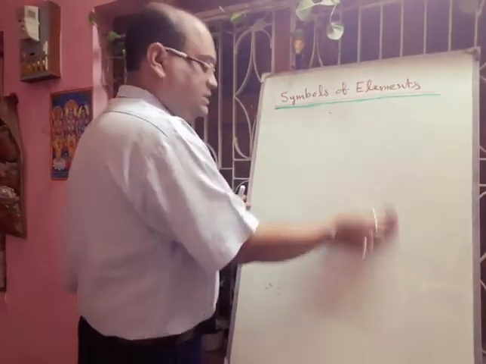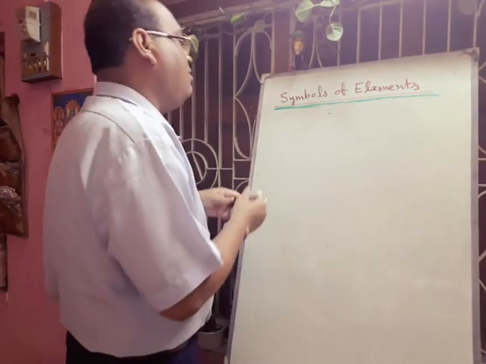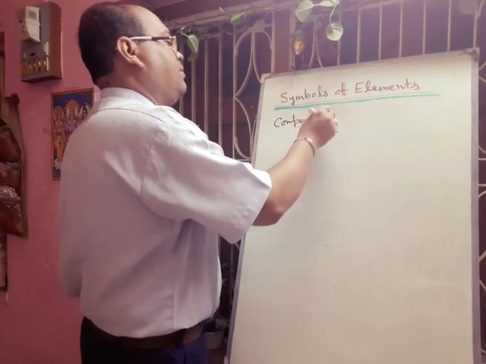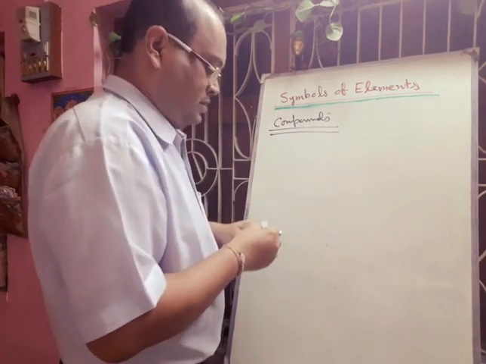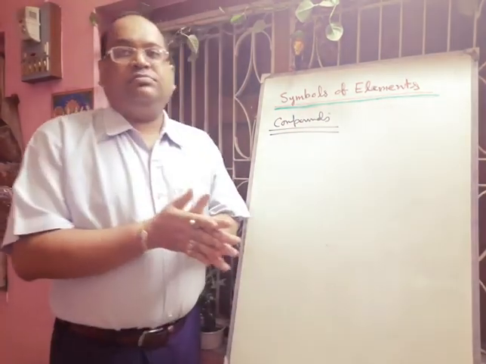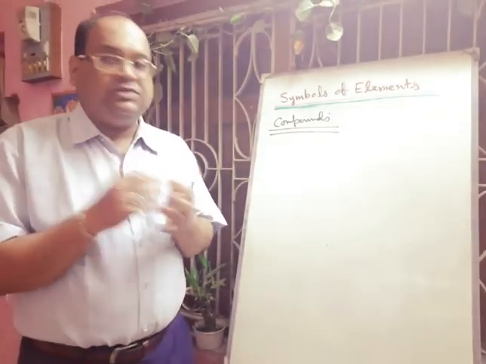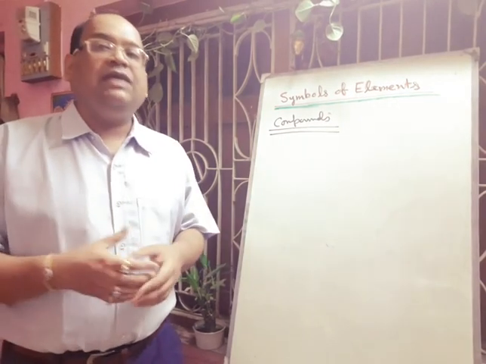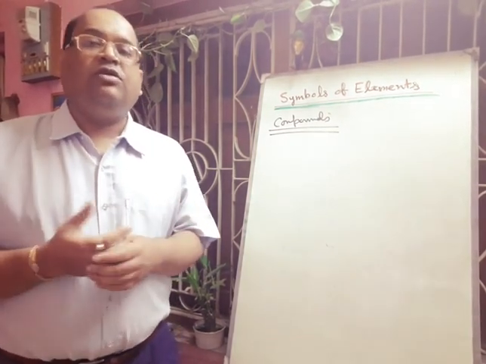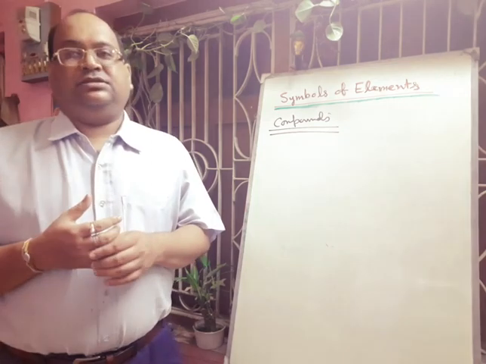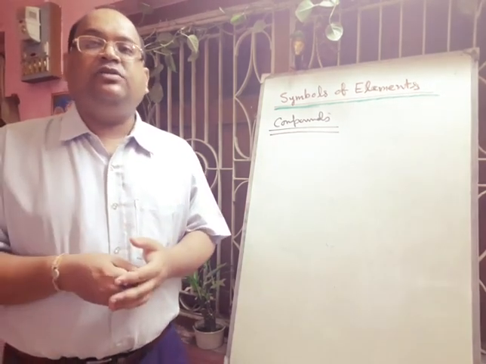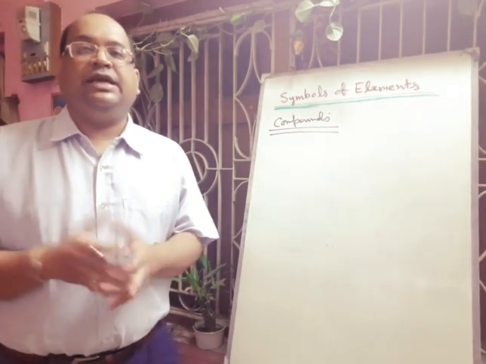Next we will discuss compounds. Now, what is a compound? A compound is a pure substance formed by chemical combination of two or more elements in a fixed ratio by mass. These compounds can be broken down into simpler substances only by chemical means.